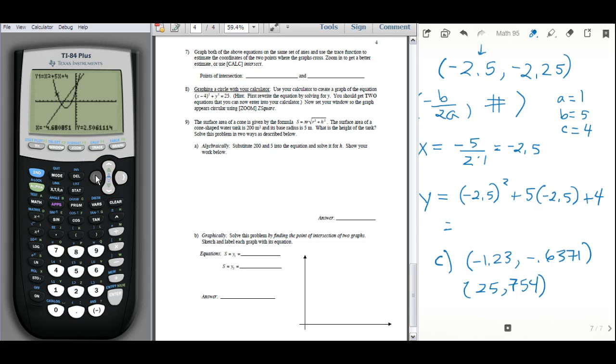By the way, you're currently on the parabola, which is why it says y1 up here. If you hit up or down on your calculator, it'll toggle or jump to the other graph, y2, right? And you can now move along that one. Okay?